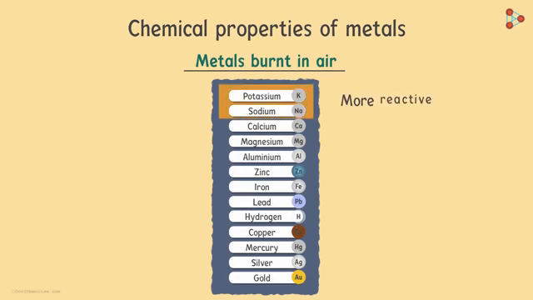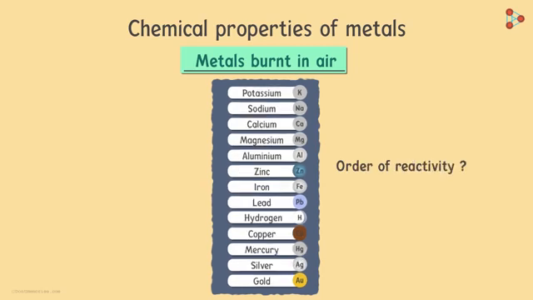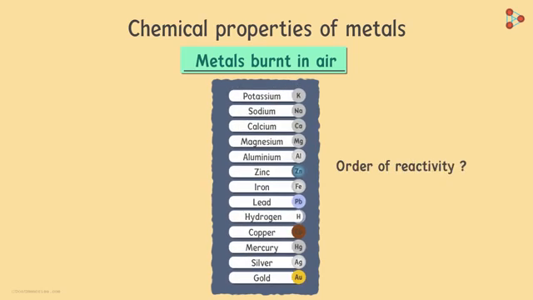Sodium and potassium are more reactive, whereas magnesium is relatively less reactive. But wait, burning in oxygen doesn't really help us to decide about the reactivity of zinc, iron, lead or copper. All we know about these four is that they form a thin layer of oxide around the metals. So just this category of burning metals in air isn't enough for us to judge the order of reactivity of these metals. We can see a few more reactions to judge the order of reactivity. So in the next lesson, we will see how metals react with water.